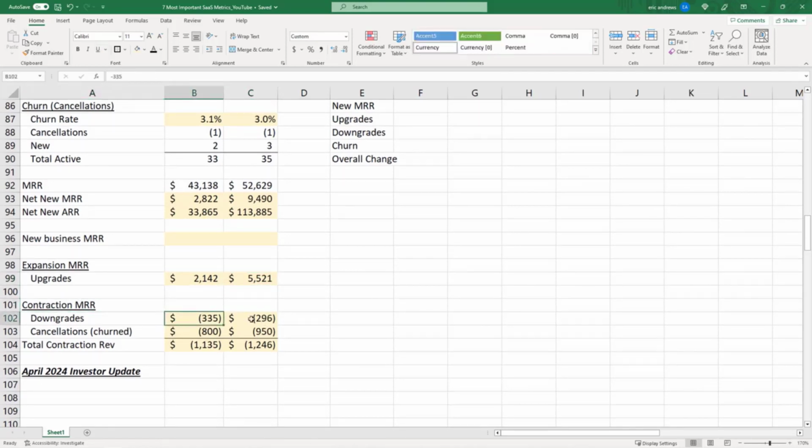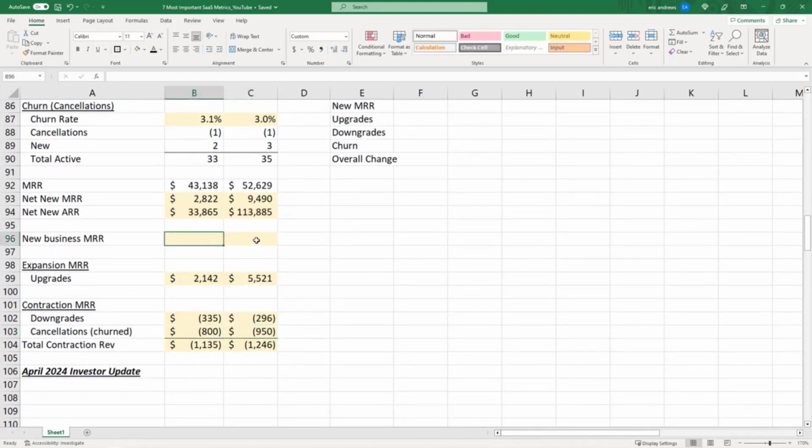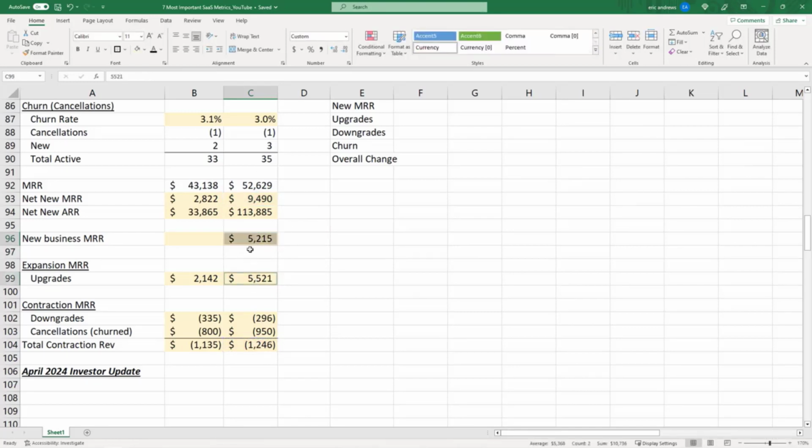And then contraction, you have downgrades. These are people that are downgrading their accounts, and then complete cancellations. So we lost 800 of MRR in March, 950 in April. And then the new business MRR: this is how much of that 9,500 came from brand new customers. Basically 5,200 of it was from new customers, 5,500 of it was from upgrades, and then we lost 1,200 from contraction. You can see that adds up to 9,490. That's the breakdown of what happened with our MRR.